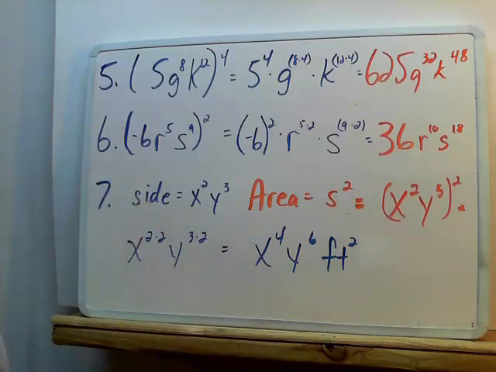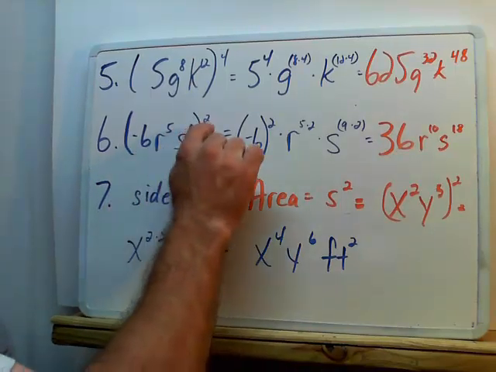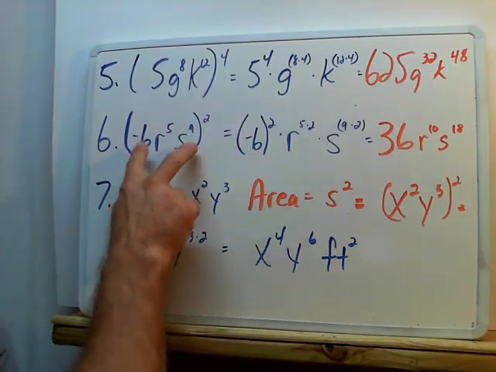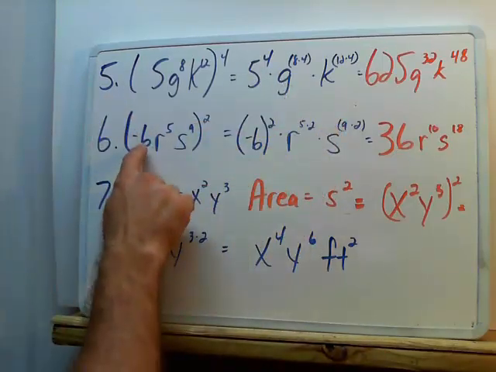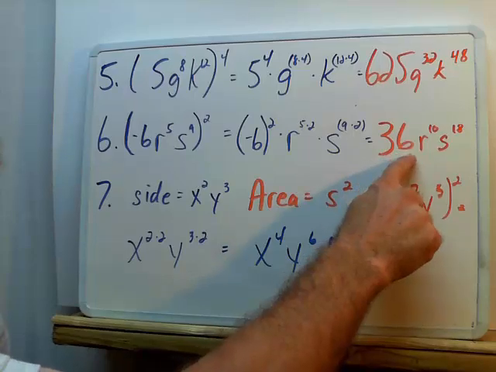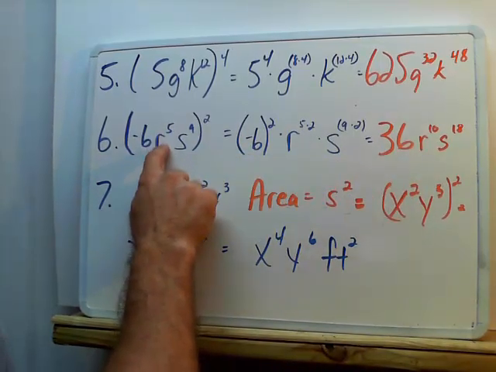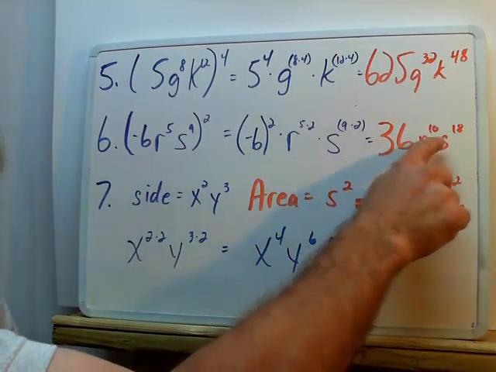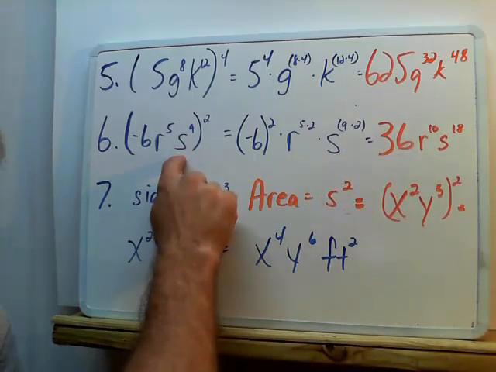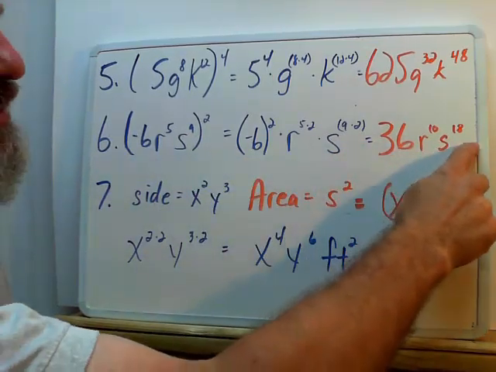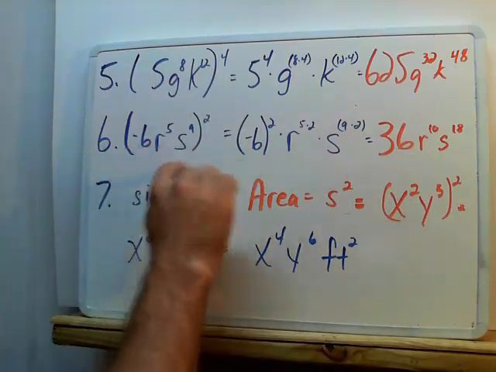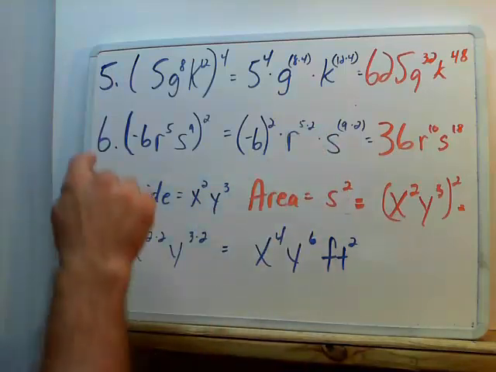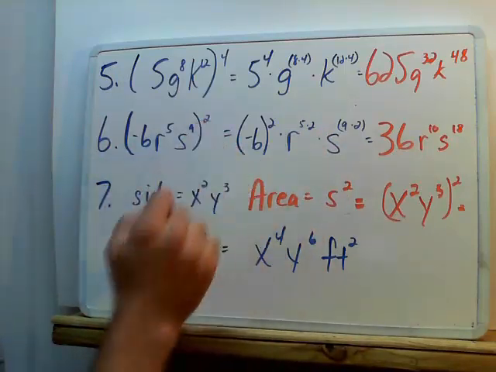Number 6, we have negative 6r to the 5th, s to the 9th, all of that squared. So what you could do is just, because this is a fairly easy one squared, you could write this alongside of this and say negative 6 times negative 6 is 36. R to the 5th times r to the 5th is r to the 10th power, and s to the 9th times s to the 9th is s to the 18th power. You can lay it out this way, or do it with the addition method where you have them side by side and then we're adding because we're multiplying rather than power over power.